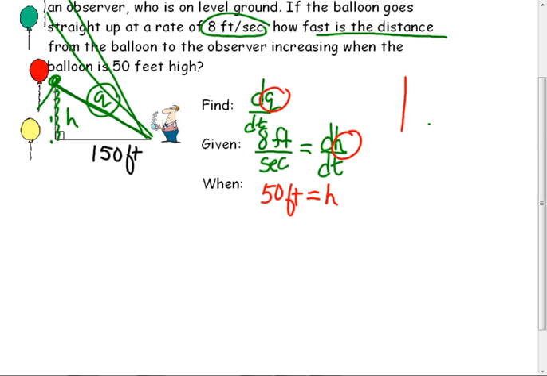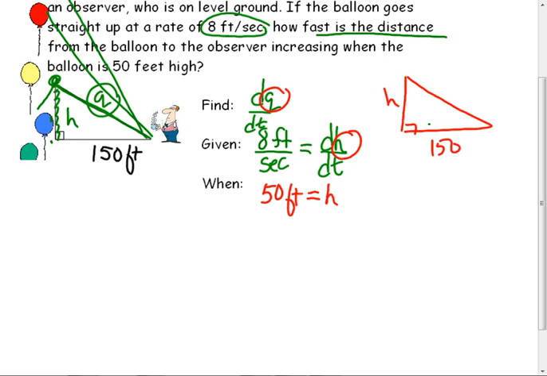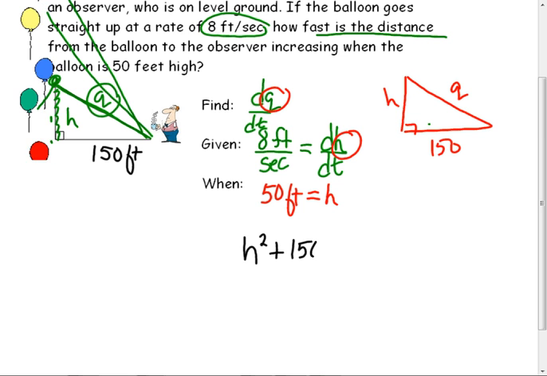Okay, now look at the triangle. I'm going to pull it out of there because there's too much going on. Here's H, here's 150, and here's Q. What's the relationship between those guys? You know this one. Yeah, it's Pythagorean theorem. So I'm going to write that down. H squared plus 150 squared equals Q squared.